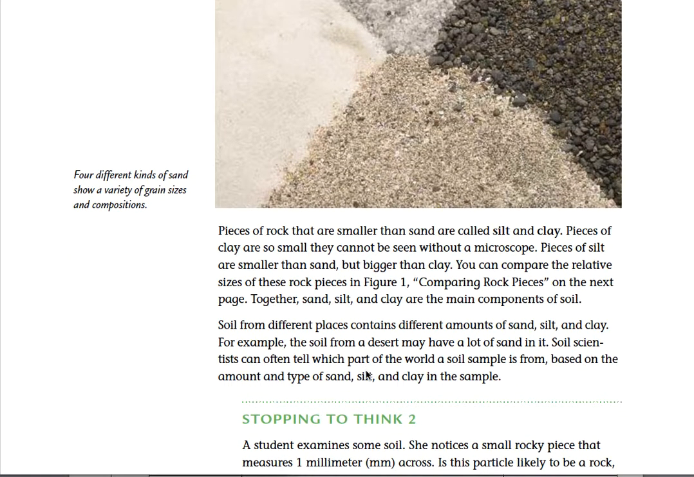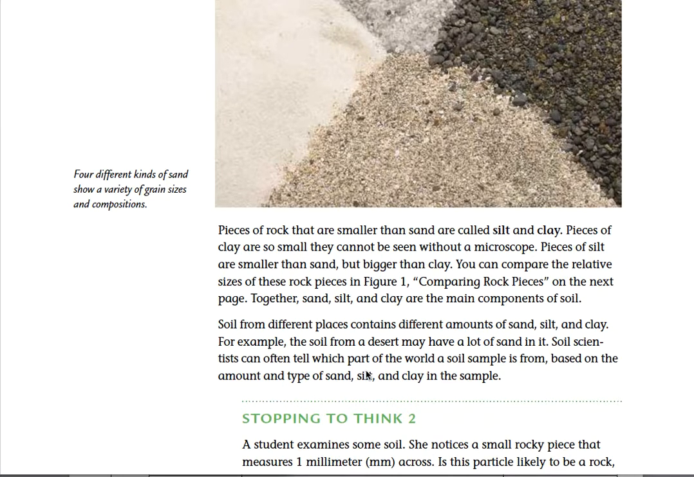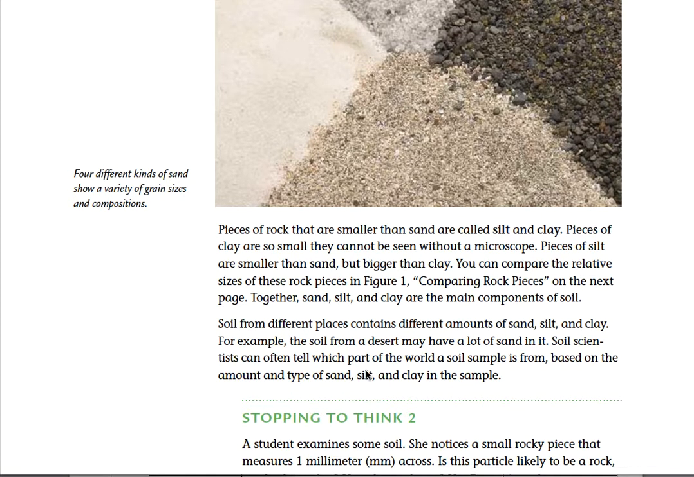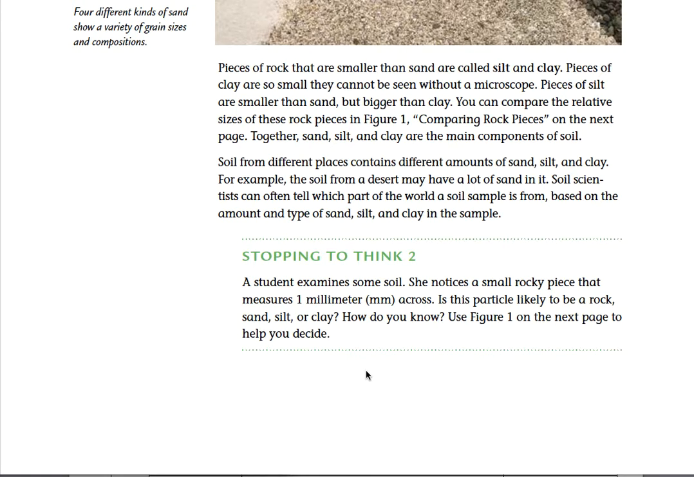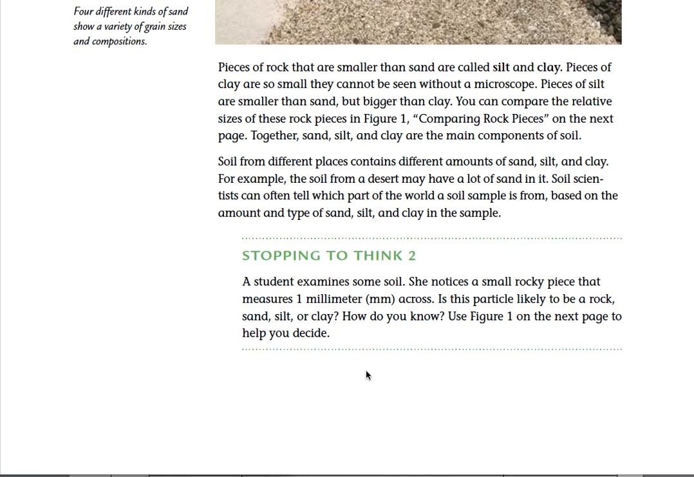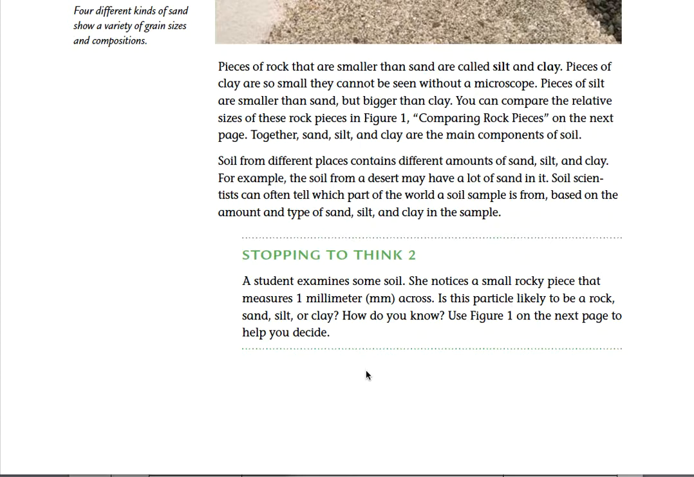Pieces of rock that are smaller than sand are called silt and clay. Pieces of clay are so small they cannot be seen without a microscope. Pieces of silt are smaller than sand but bigger than clay. You can compare the relative sizes of these rock pieces in Figure 1, comparing rock pieces on the next page. Together, sand, silt, and clay are the main components of soil. Soil from different places contain different amounts of sand, silt, and clay. For example, the soil from a desert may have a lot of sand in it. Soil scientists often can tell which part of the world a soil sample is from, based on the amount and type of sand, silt, and clay in the sample.